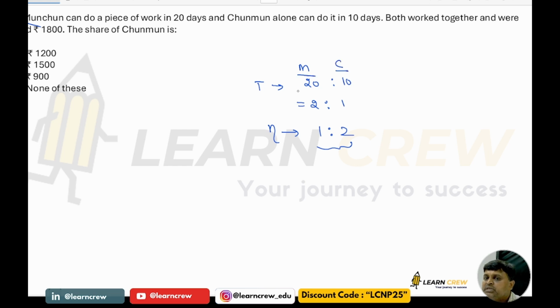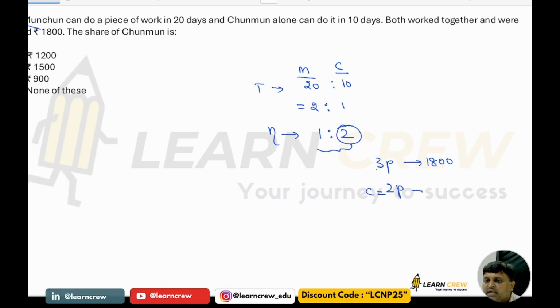So both together 3 parts. The 3 parts total amount is 1800. 3 parts 1800 means C is how many parts here? 2 parts. 3 parts 1800 means 1 part 600, 2 parts 1200. So answer is option A.